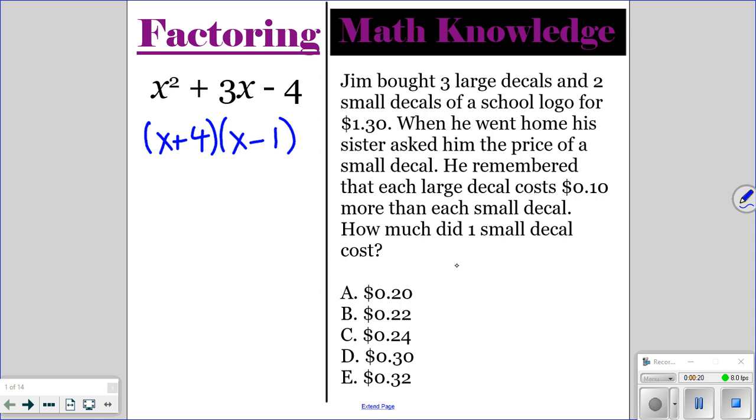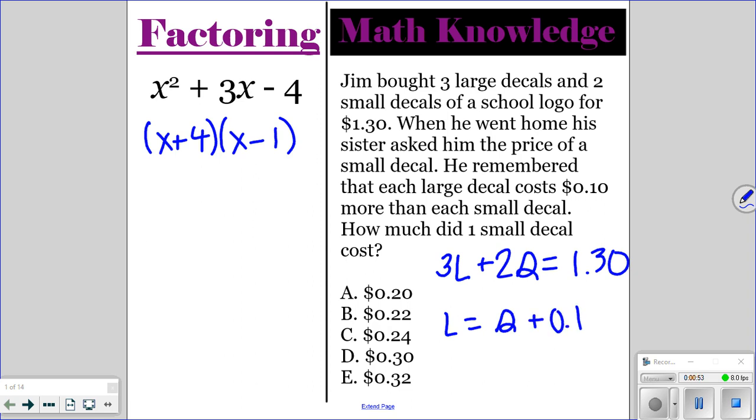For the math knowledge question, you're going to want to set up a system of 2 equations. It's probably going to be quicker, but if you want to just do guess and check, you can. We bought 3 large decals and 2 small decals for $1.30. All he remembered about the price was that the large decal was 10 cents more than the small decal. And then that's your system of equations.